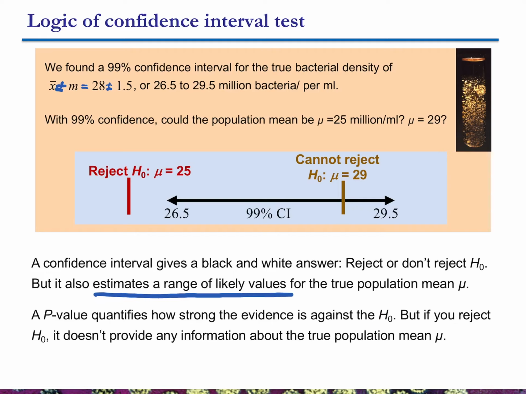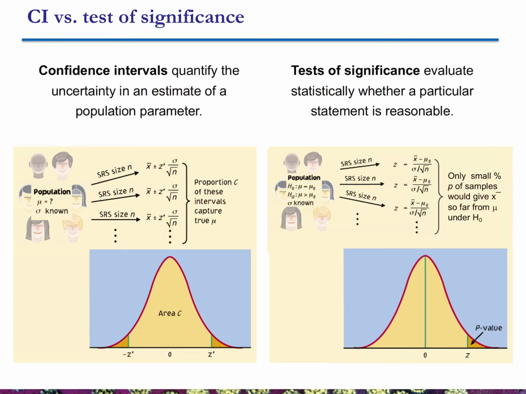But if you reject the null from a p-value, it doesn't provide any information about the true population mean. And as I said in class today, typically software packages will give you some combination of these two. Okay, if you tell Minitab to do a significance test, it'll give you the p-value, but it will also calculate and show you the confidence interval as well. Okay. All right. So confidence intervals versus tests of significance, right?